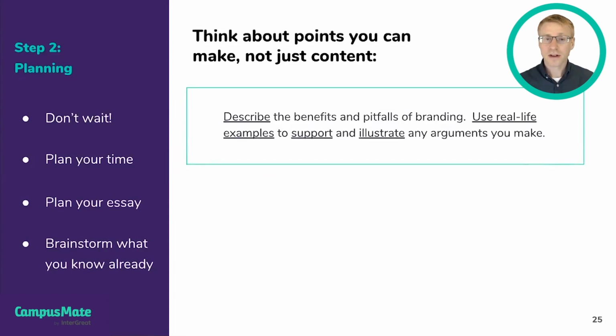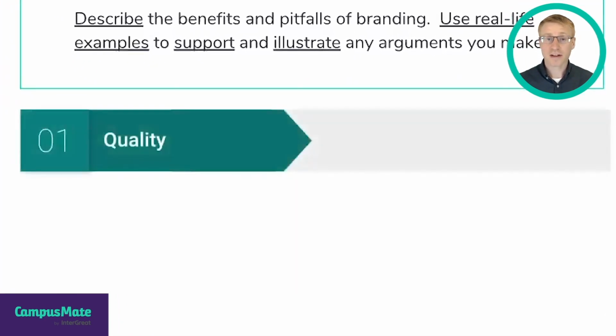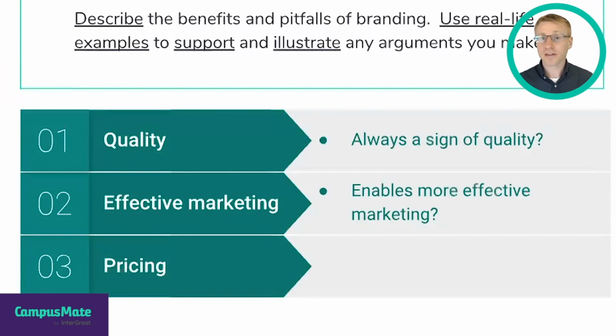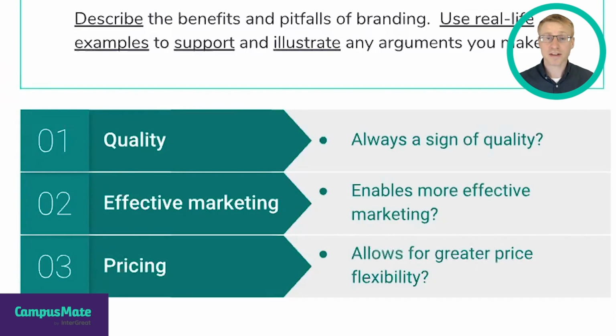What's the difference? Well, if my essay is about the benefits of branding for companies, then my content might be quality, effective marketing, pricing, and so on. However, thinking in points, we could say that branding is usually a sign of quality, or branding enables more effective marketing, or perhaps branding allows for greater price flexibility. Notice I've added question marks here because I don't know if my points are accurate yet. But I can try to answer these questions when I'm reading.